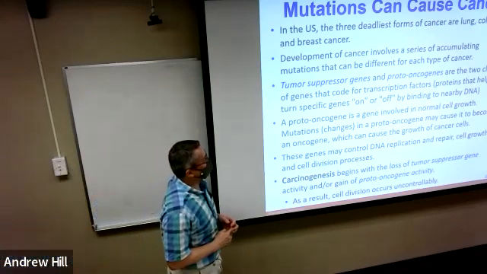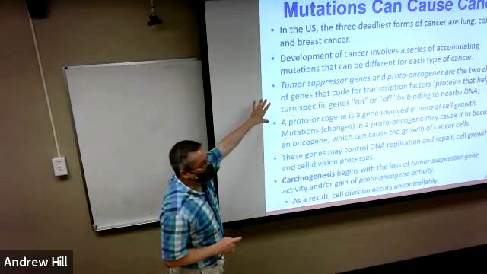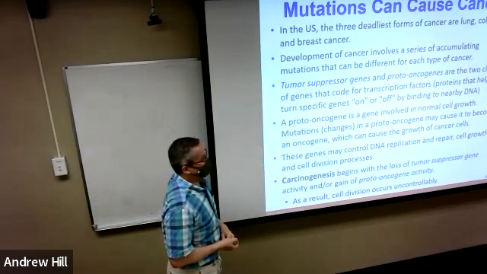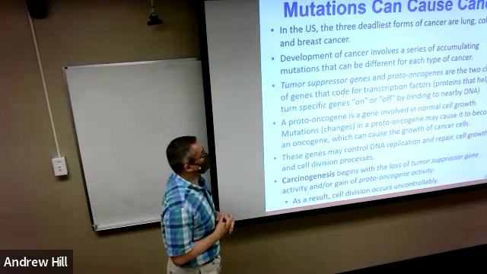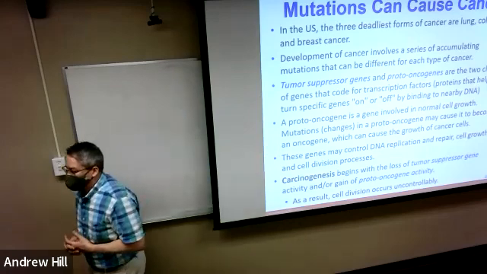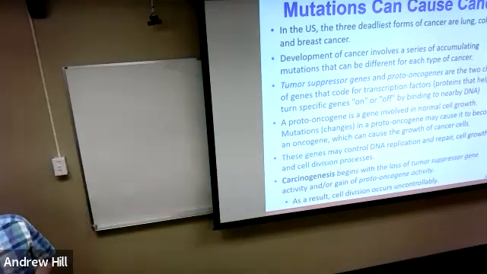Anyway, so the development of cancer involves a series of accumulating mutations that can be different for each type of cancer. The most common types of cancer are due to mutations of two types of genes. The first are tumor suppressor genes, okay? So what are tumor suppressor genes? These are genes that specifically help to control the growth of tumors.